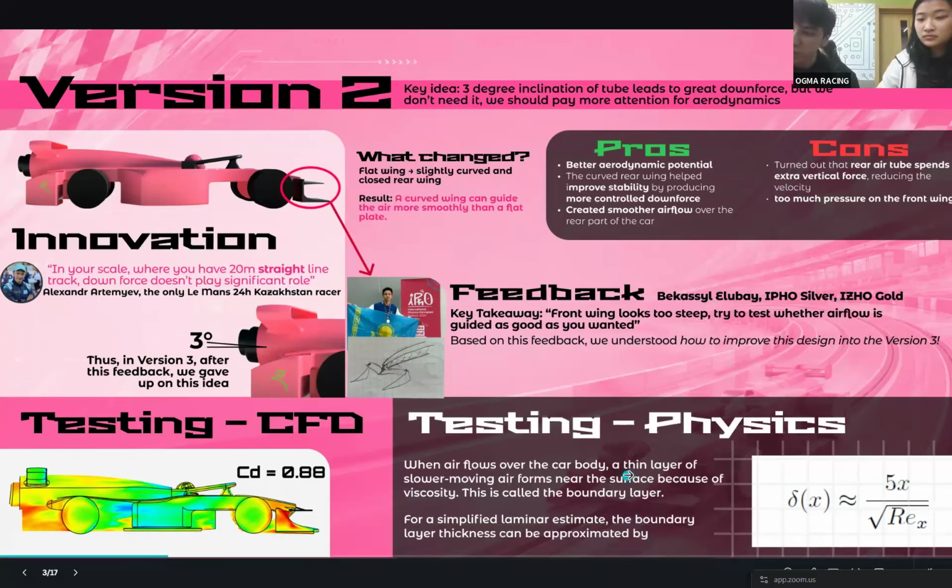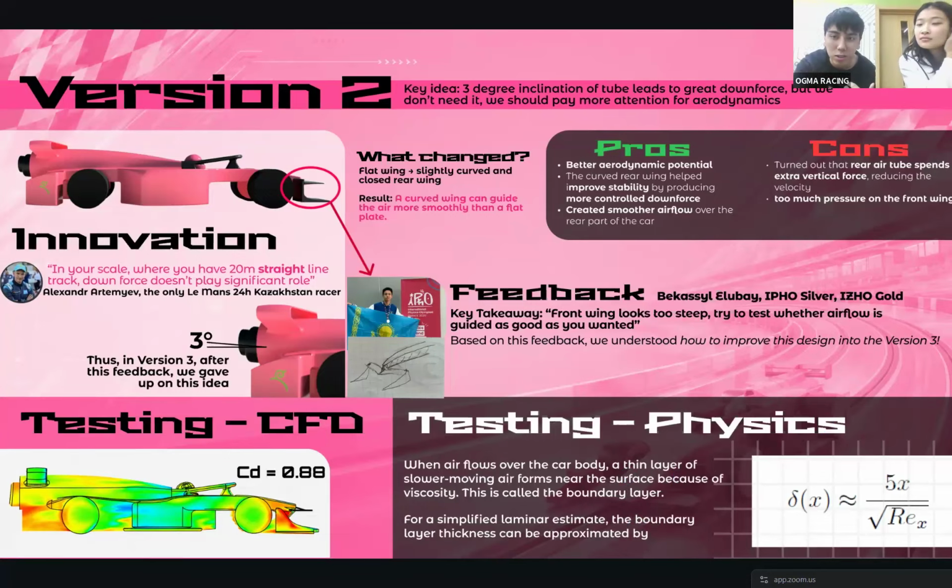So we also considered the boundary layer behavior as airflow just moves along the car body. A thin, slower layer forms near the surface due to viscosity. Its thickness can be estimated by the boundary layer equation on the slide. If the body has sharp transitions, this layer can separate early, creating a large turbulent wake and increasing drag. Therefore, our CAD design uses a smoother nose and curved sides, and our CD was 0.88.